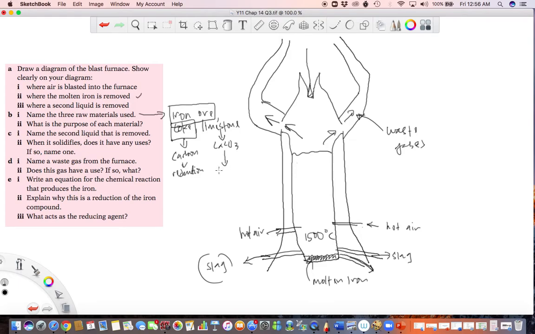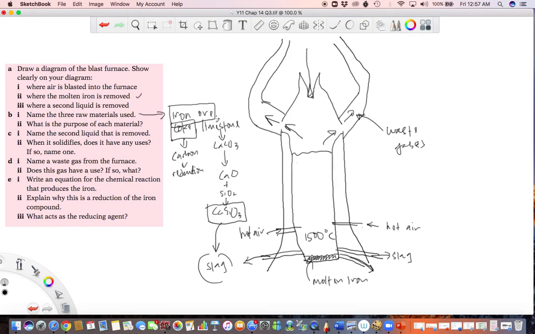The limestone, under temperature, decomposes to give us calcium oxide. And this calcium oxide will then react with the silicon dioxide, which is the sand or soil, you can call it dirt, that's mixed with your hematite, to give us calcium silicate, CaSiO3. Calcium silicate, CaSiO3, is also known as slag, right?